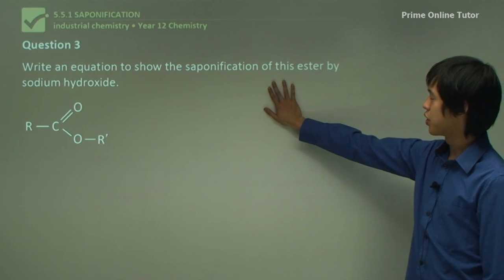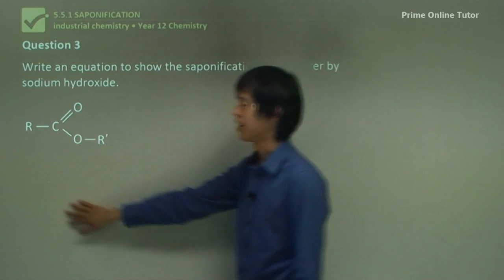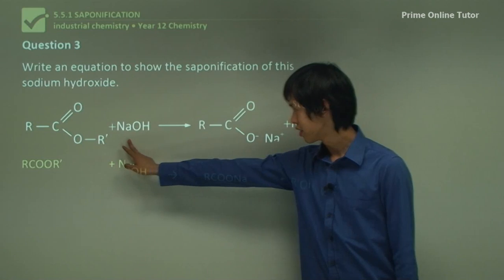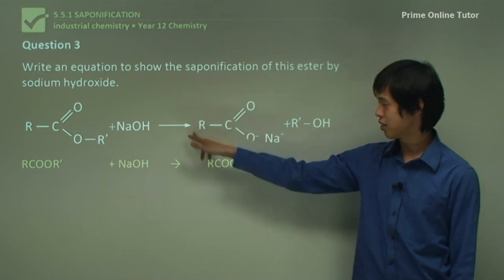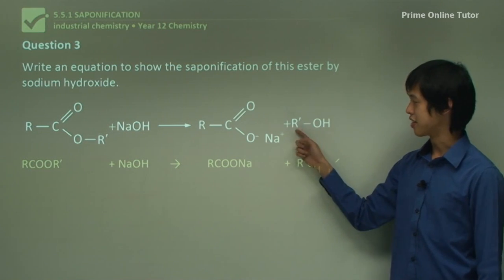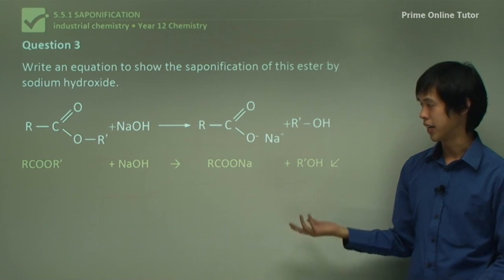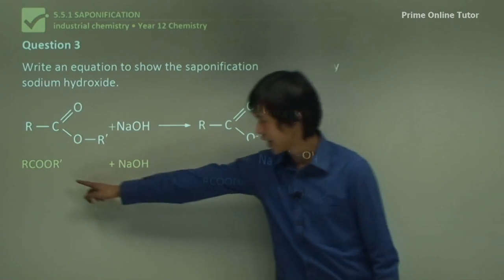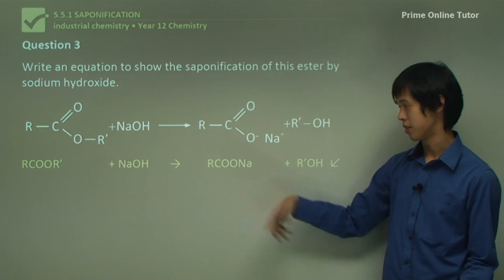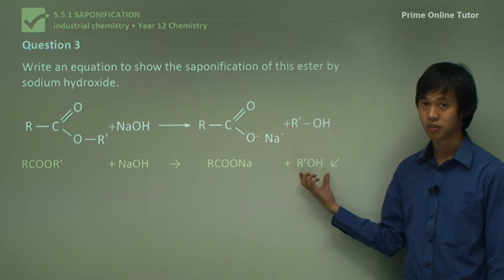Write an equation to show the saponification of this ester by sodium hydroxide. So here's our ester. It's a generalized ester. If we add NaOH, we get this section minus this R prime, and this is our soap, and then this R prime gets combined with the OH to give you some kind of alkanol group. So ester plus NaOH gives you soap, or in this case sodium alkanoate, and some kind of alcohol. Okay.